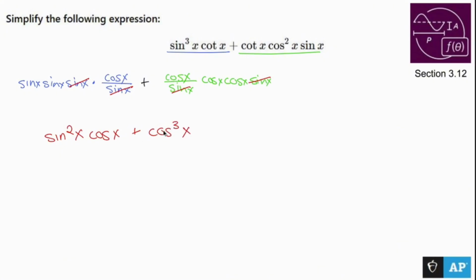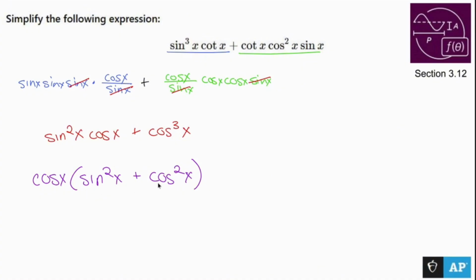Didn't really seem to get us anywhere, except I can factor out a cosine out of both of these. So let's do that. Let's factor a cosine out of both. That leaves us with a sine squared x out of this one. And if I remove 1 cosine from 3 cosine, that leaves us with 2 cosines.